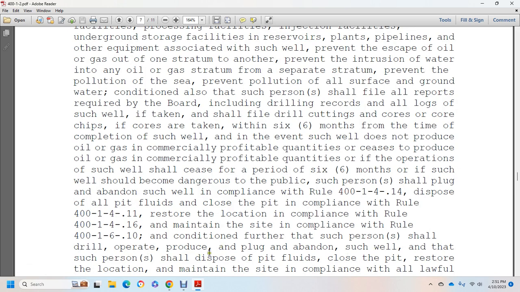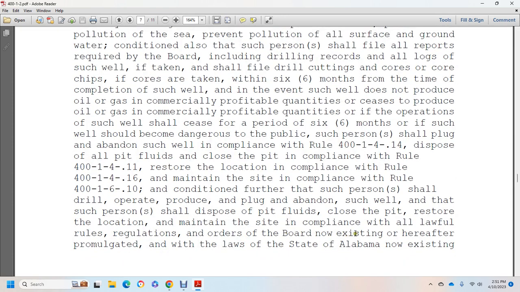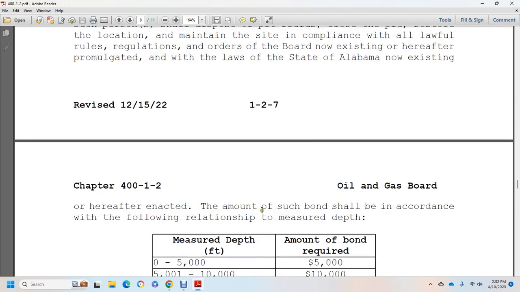Such a person shall dispose of the pit fluids, close the pit, restore the location, and maintain the site in compliance with all lawful rules, regulations, and orders of the board now existing, or hereafter promulgated, with the laws of the state of Alabama now existing or herein enacted, in the amount of the bond in accordance with the following relation to the measured depth.